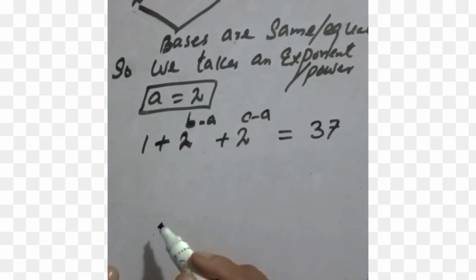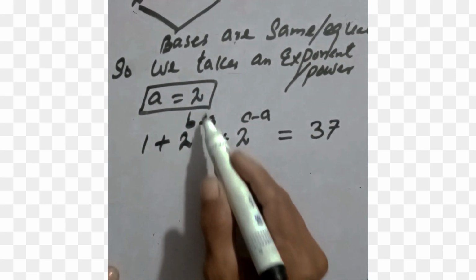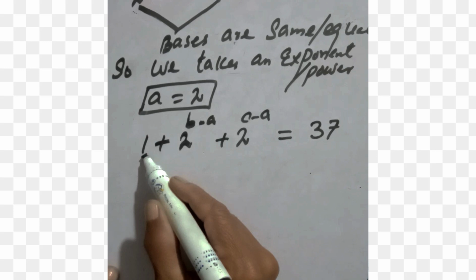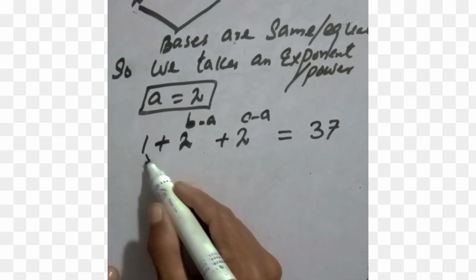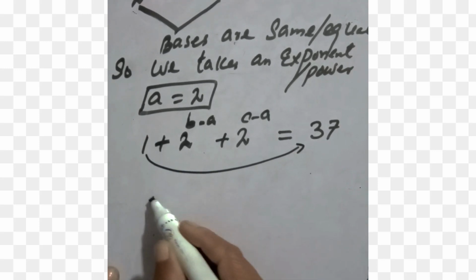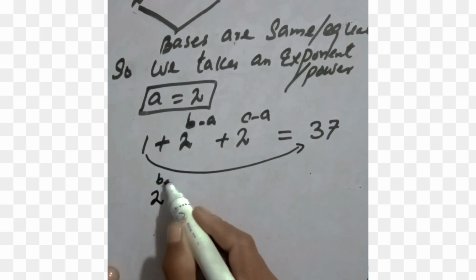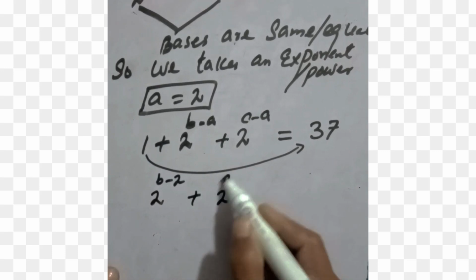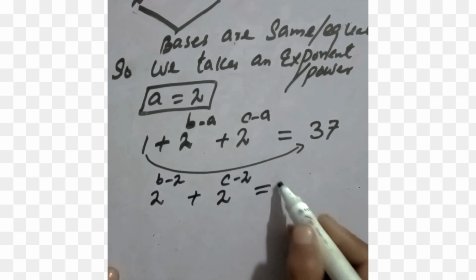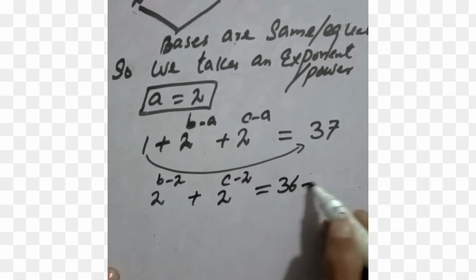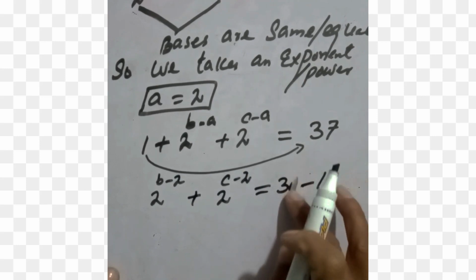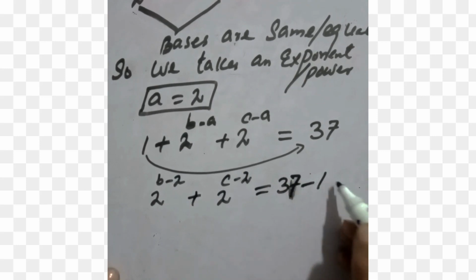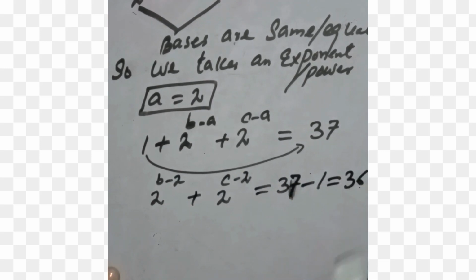a. In place of a we put the value of a, and this is constant and this is constant, so we change this value to the right side, so the sign is changed. 2 power b minus, in place of a we put 2, plus 2 power c minus 2 is equal to 37 minus 1, we get here 36.